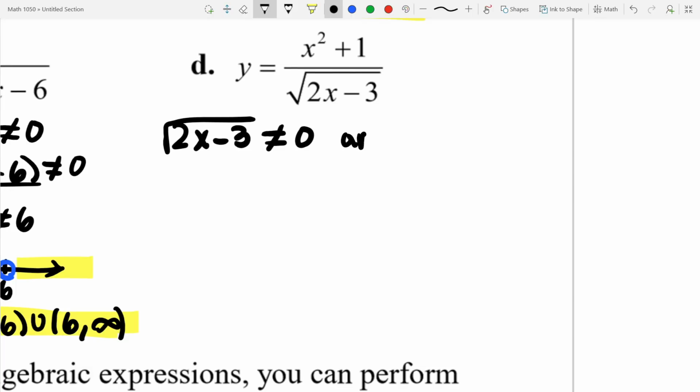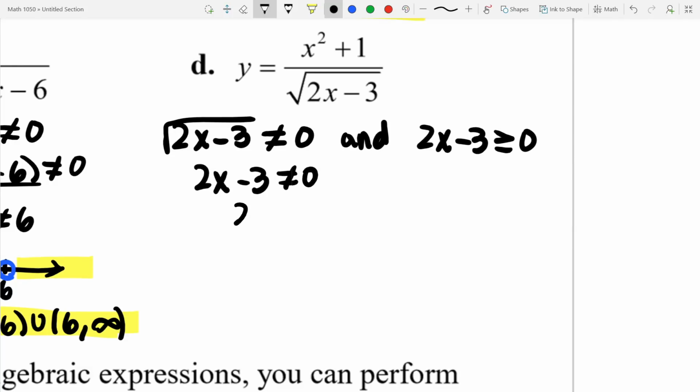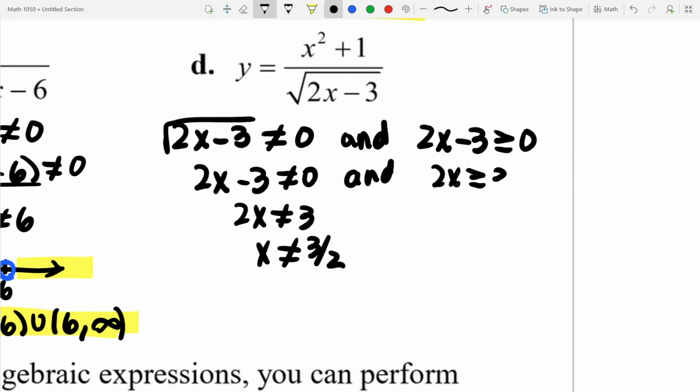Do I have an even root? Yes, I do. So we're going to put the word and, then remember on the even root, the inside must be greater than or equal to 0. So 2x minus 3 greater than or equal to 0. This equation right here on the left-hand side, tell me what to do to solve that, everybody. Square. So you have 2x minus 3 cannot be 0. Move the 3 over. 2x cannot be 3. Divide by 2. X cannot be equal to 3/2. Do this one. 2x is greater than or equal to 3. Divide by 2. X is greater than or equal to 3/2.